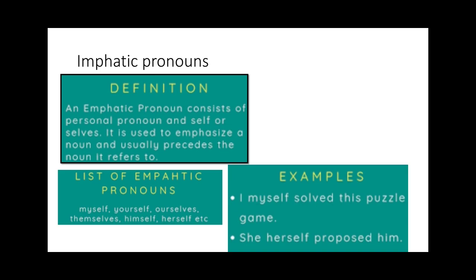Here in the example itself you can see that I myself solved this puzzle game. So here the first one is the personal pronoun, that is I, and the second one, myself, is the emphatic pronoun. Again, she herself proposed him. So here she is the personal pronoun and herself is the emphatic pronoun. So in this case it is an emphatic pronoun.